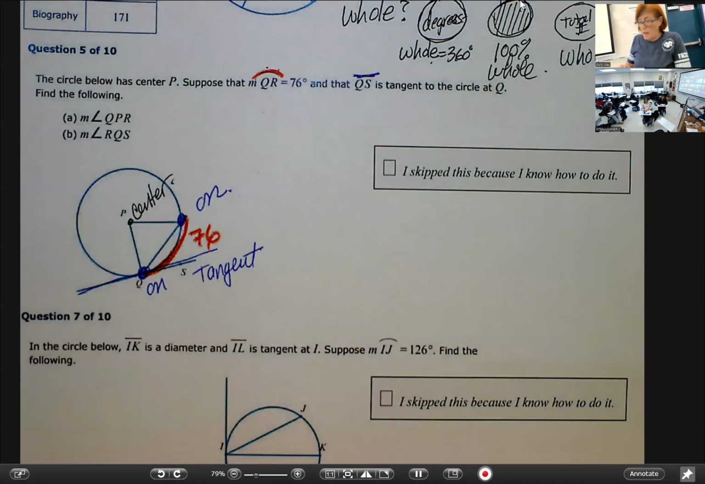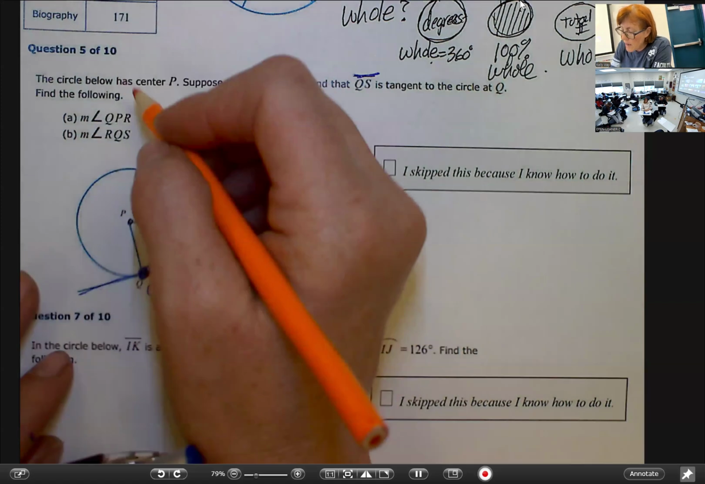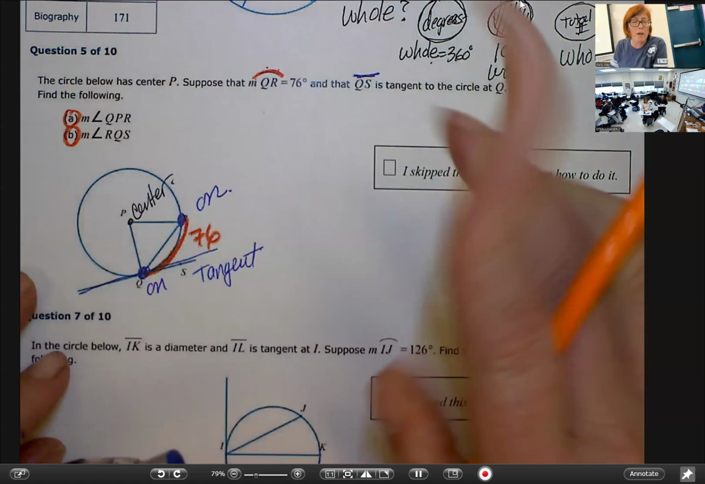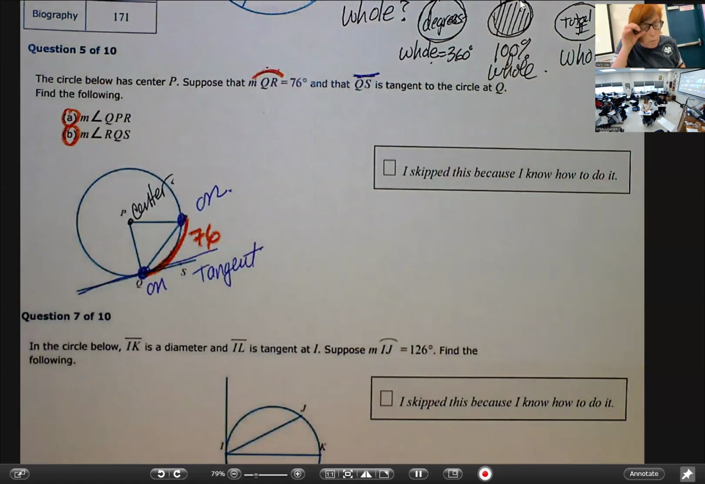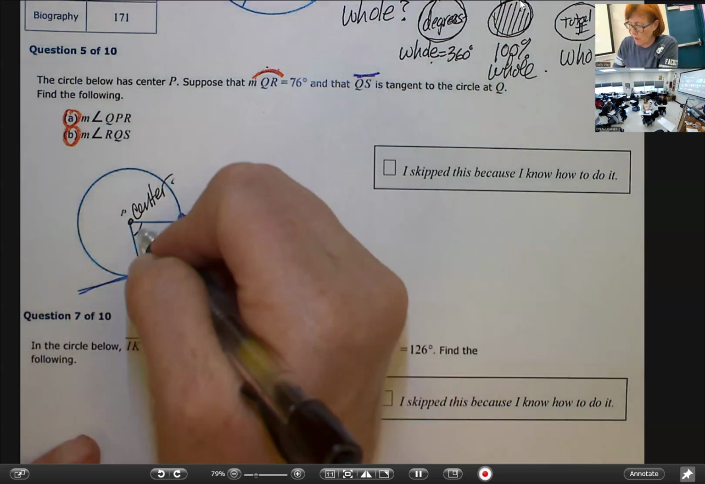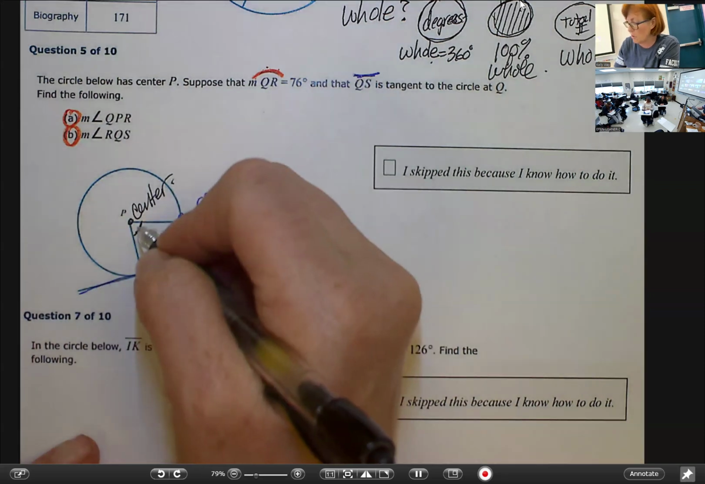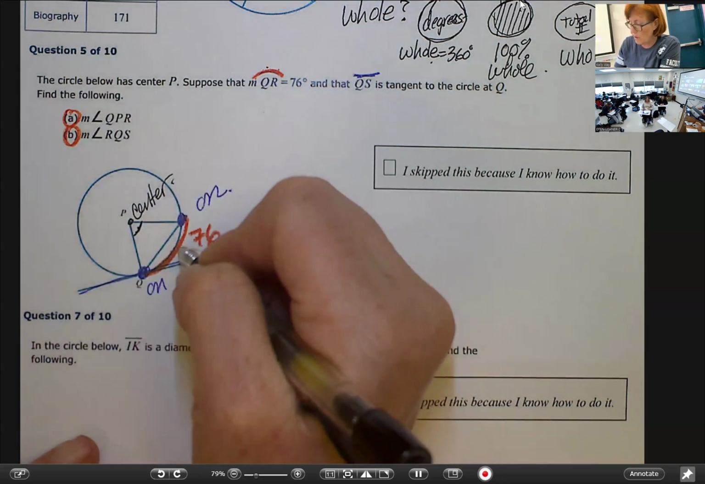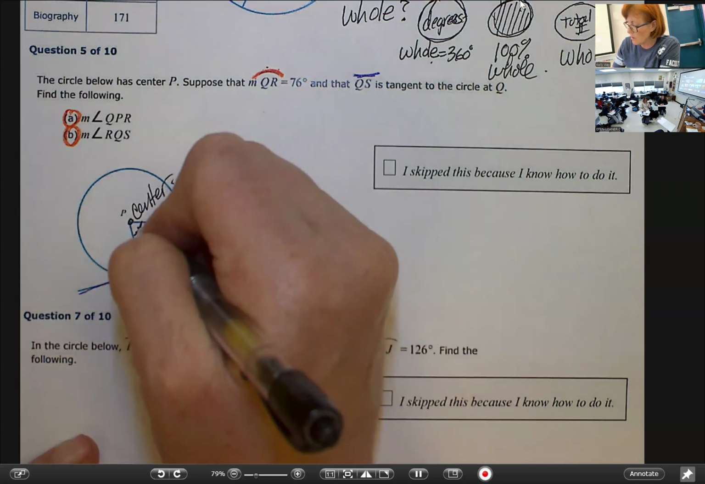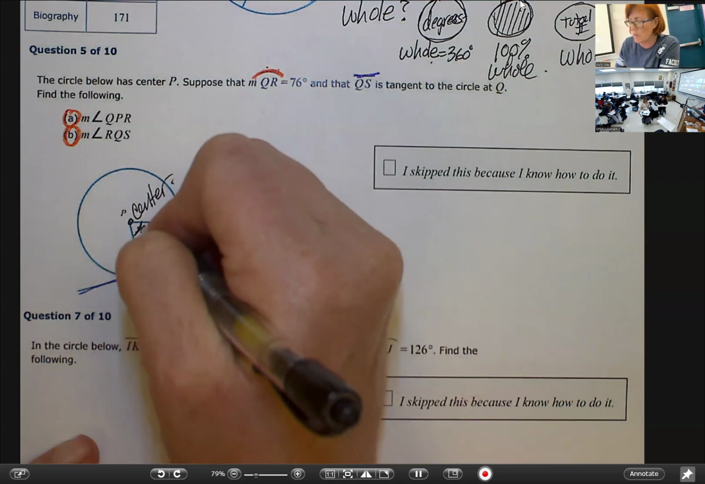All right. Now, ALEKS asks you to find two specific things. My recommendation is you never simply look for what ALEKS wants you to look for. You just find everything possible. And then you go and you do those two. So let's check. This is a central angle. So you guys help me. Measure of a central angle to its arc. Same. So if this is 76, this is also 76.